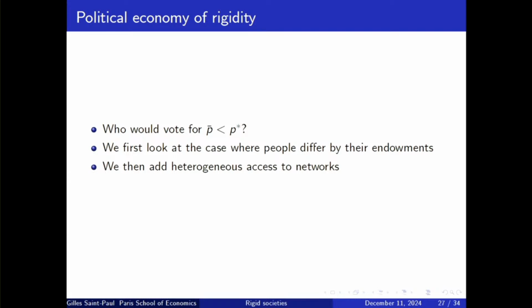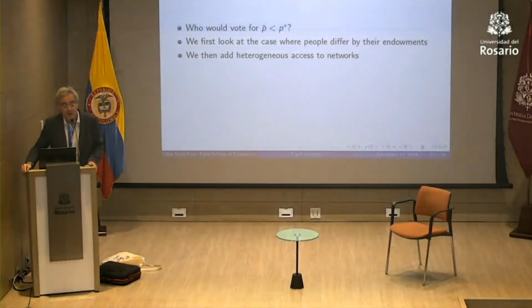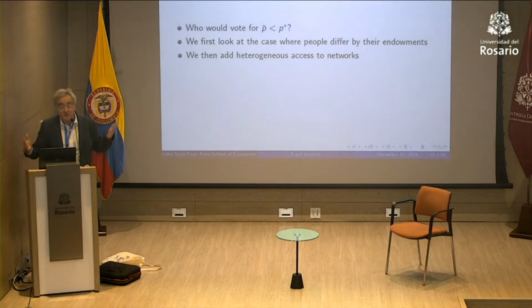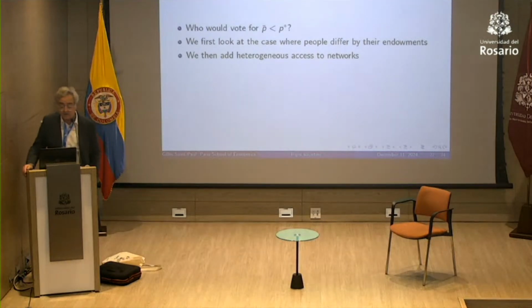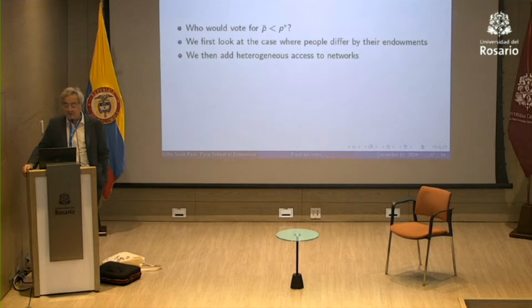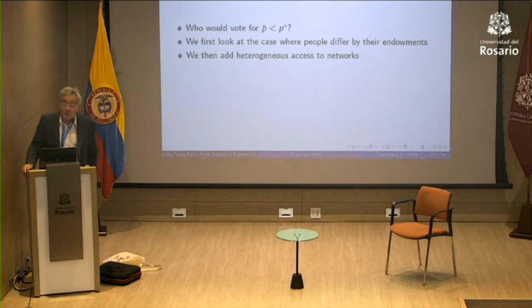So this brings me to the next question: since it's not a good idea to regulate markets, who would vote for regulating markets? So I'm going to rule out a full set of fiscal instruments, which is, of course, a much better idea for redistribution than rationing. But let's assume you cannot do that. And I'm going to assume that people differ by their endowments.